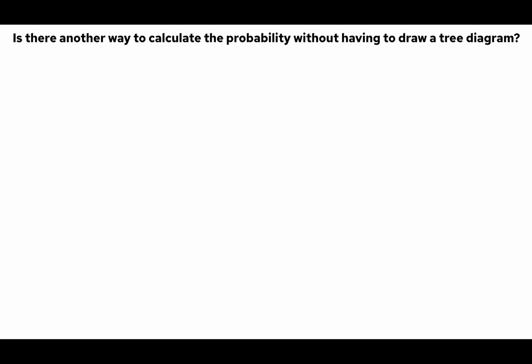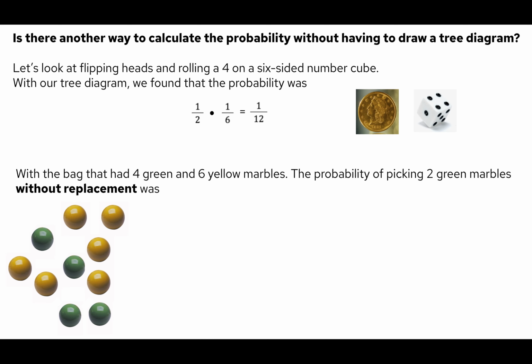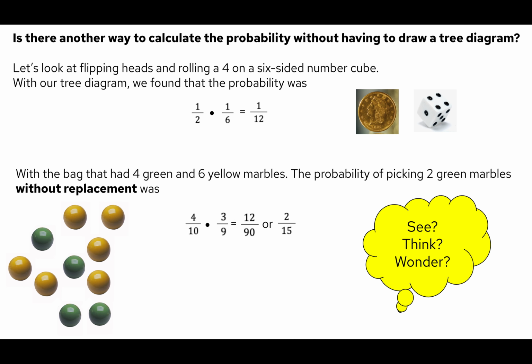Now, is there another way to calculate the probability without having to draw that tree diagram? Because that took me some time to do. Well, let's look at flipping heads and rolling a 4 on a 6-sided number cube that we did before. With our tree diagram, we found that the probability was 1/12. And then we also did the one with the bag without replacing, and we found out that the probability of getting 2 green marbles was 2 15ths.